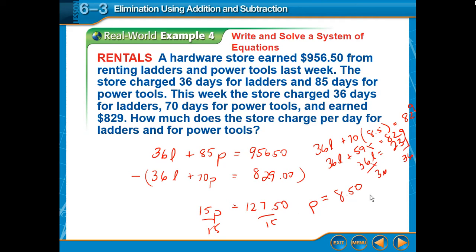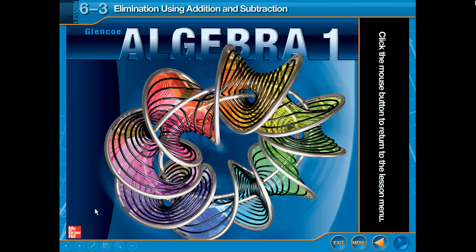I get L is 6.5. So the price for the ladders is $6.50, and the price of the power tools is $8.50 per day. So your solution, (6.50, 8.50), and that's for L, P. Okay, and you can try some of the problems if you would like to get some extra practice.